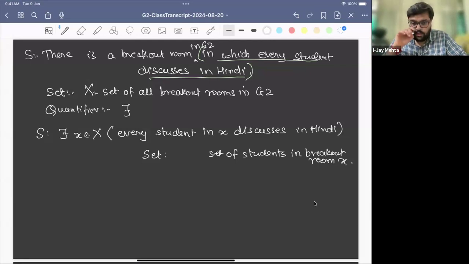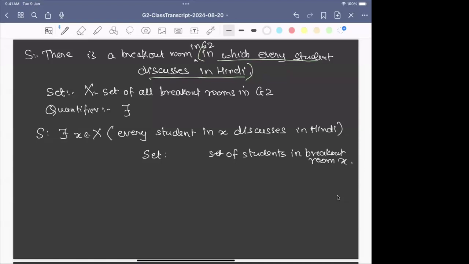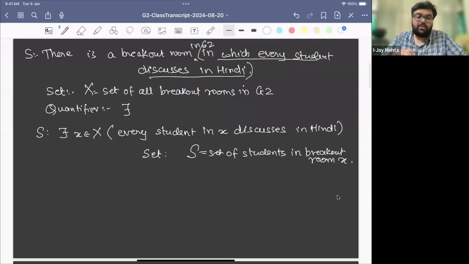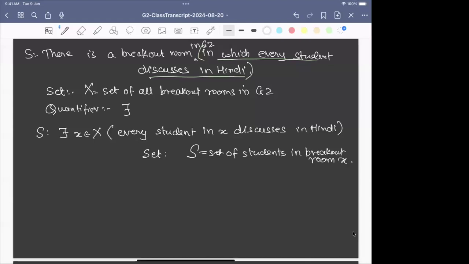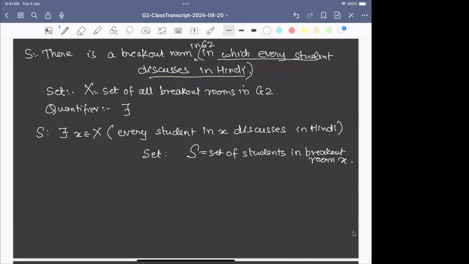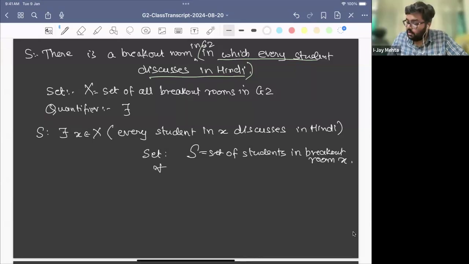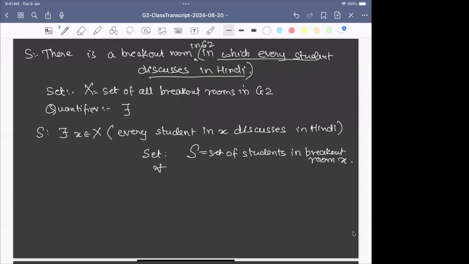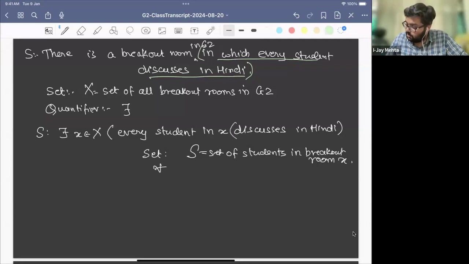Okay. Do you want to give any notation, Bhakti? What notation should we give for this set? Capital S. Okay, students in breakout room. Let me take capital S. Okay. What is the quantifier? Room number 4, Priyanshi. Yes, sir. Quickly now, tell the quantifier. For all students. For all. We are talking about all students, right? So the quantifier is given any. Okay. For all. What is the property? Discusses in Hindi. The student discusses in Hindi.